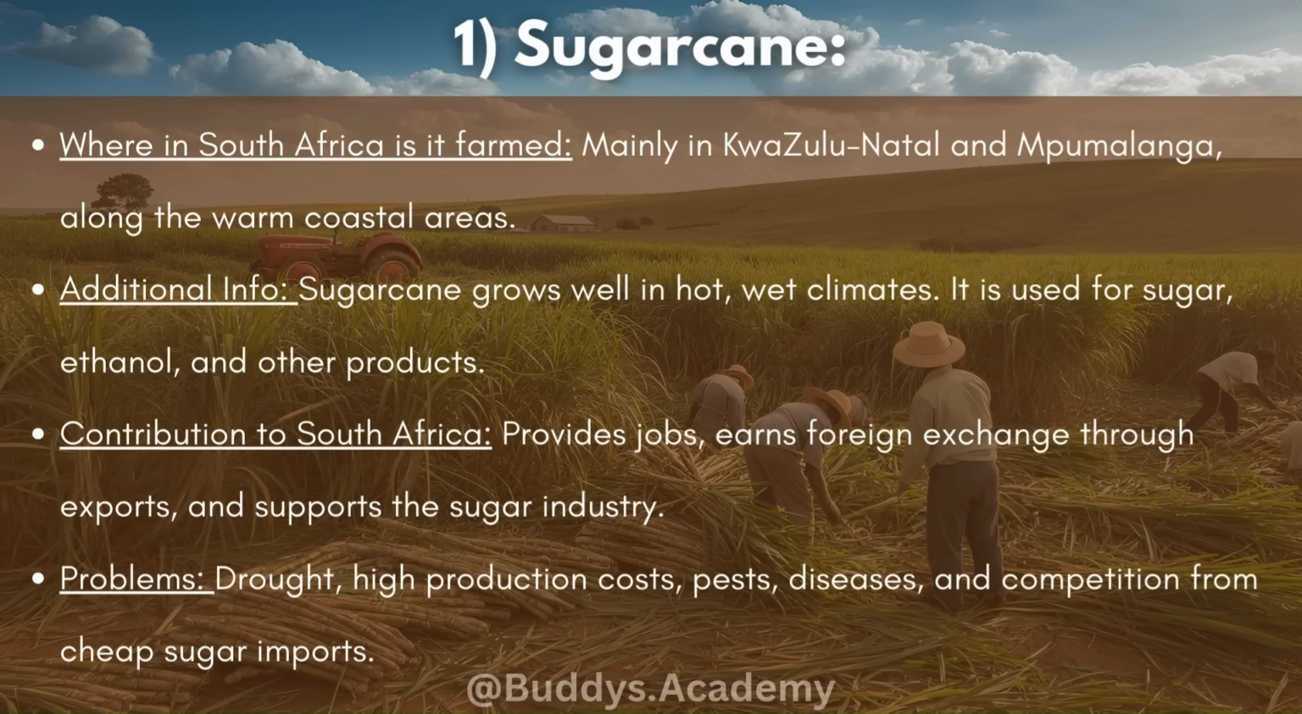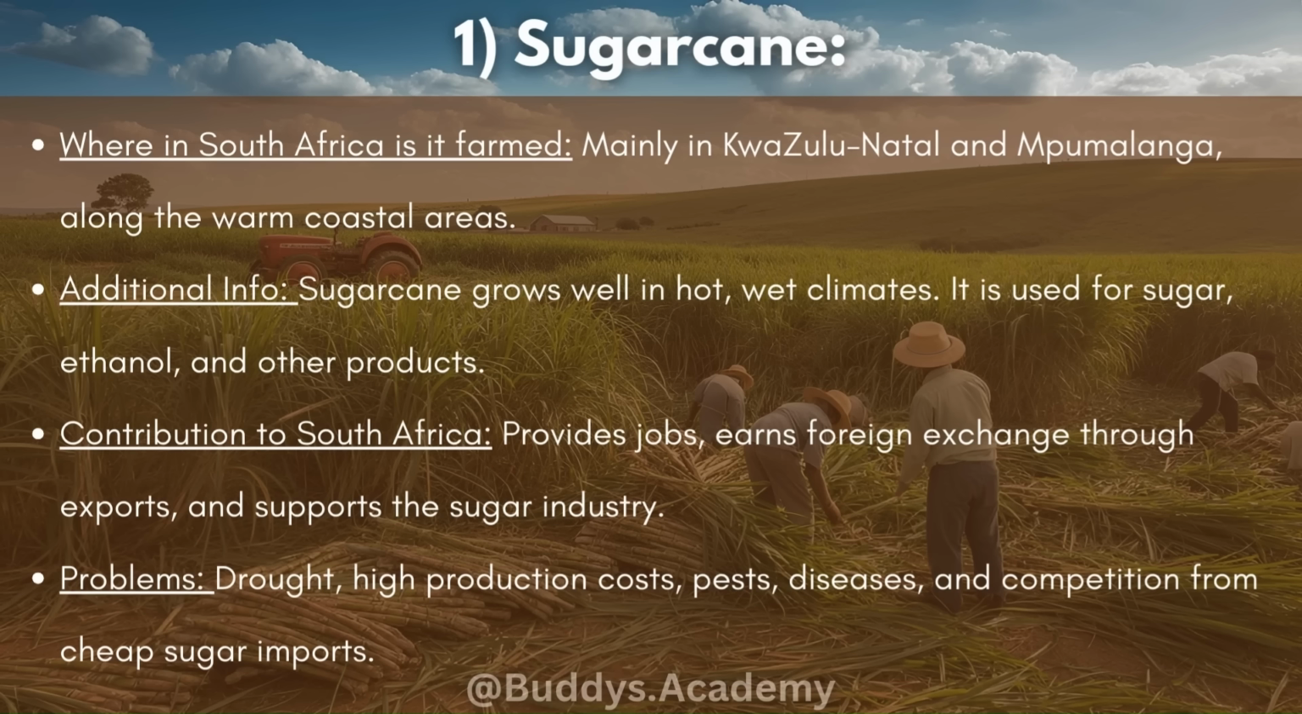So how would sugarcane contribute to South Africa? Firstly, it's going to provide jobs, it's going to earn foreign exchange through exports, and it's going to support the sugar industry. But again, like all types of farming done in South Africa, we are going to experience some problems. So what are these problems? Firstly, drought. Remember, if there's no water, how are you expected to grow sugarcane? Secondly, we have your high production costs, we have pests, diseases, and competition from your cheap sugar imports. Now, in terms of pests and diseases, that can wipe out your entire field of sugarcane.